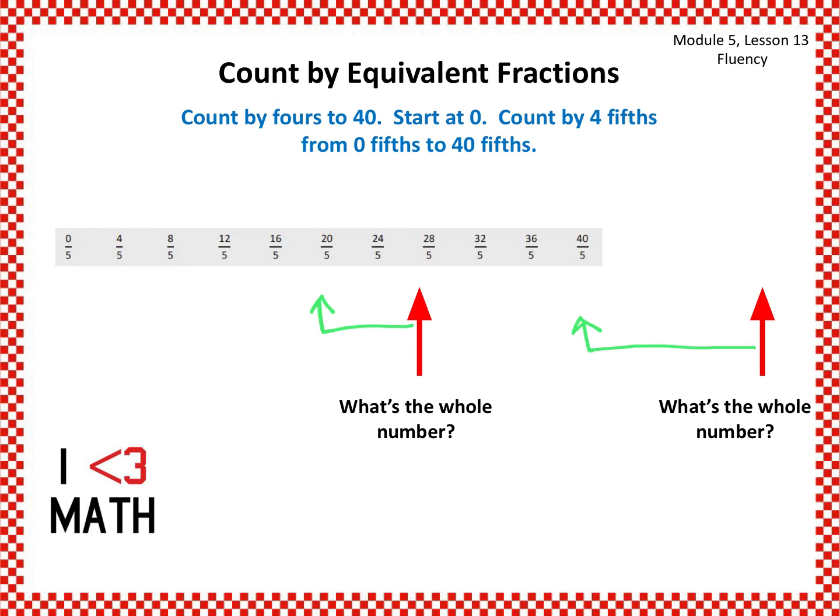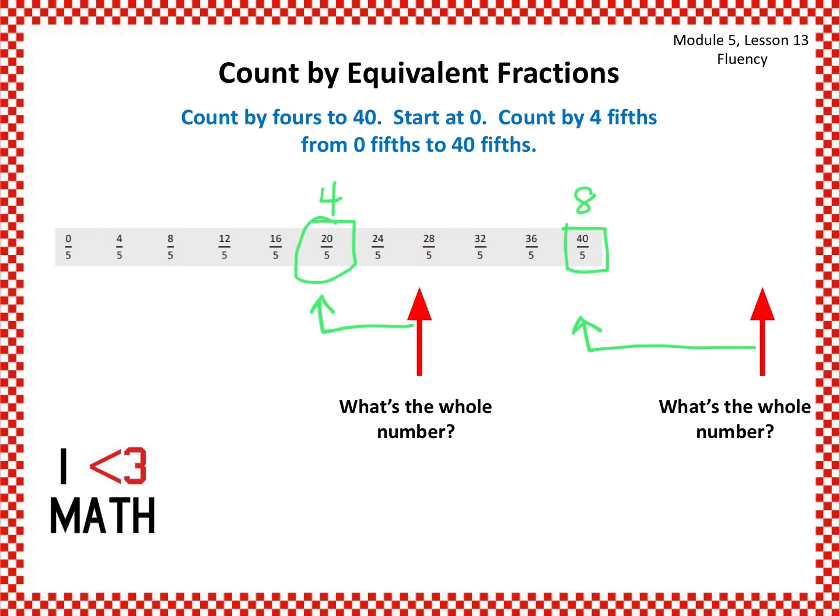So the question they're asking here is, well, what's the whole number? Well, what is the whole number at 20/5? How many times does 5 go into 20? Goes in evenly 4 times. So that is our whole number there. And at 40/5, 5 goes into 40 8 times. So that's our whole number there.